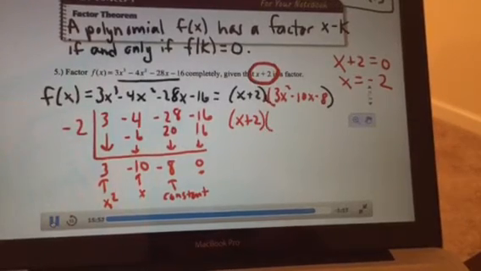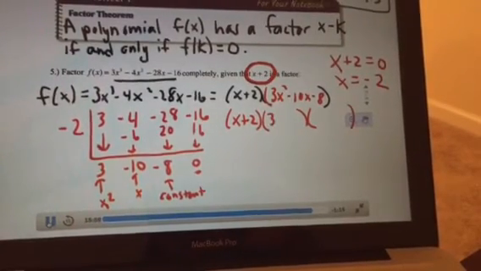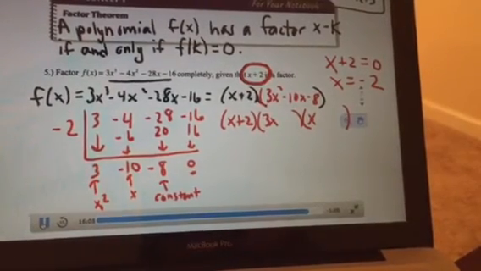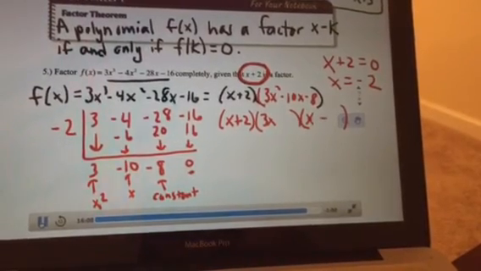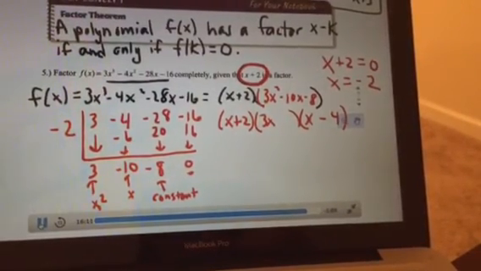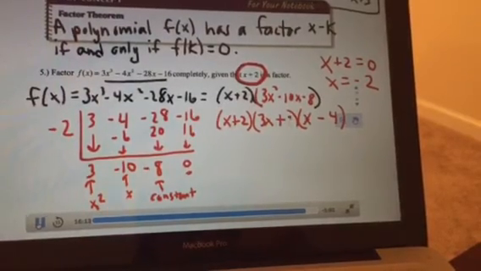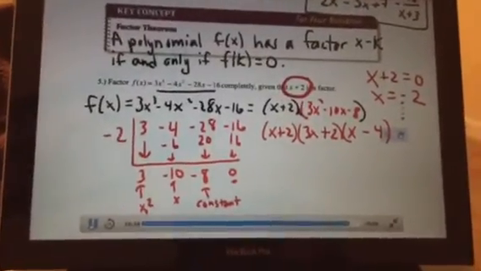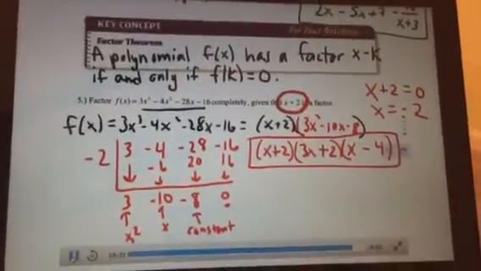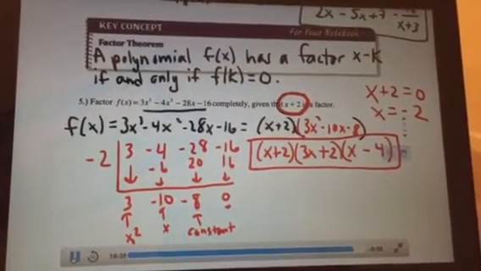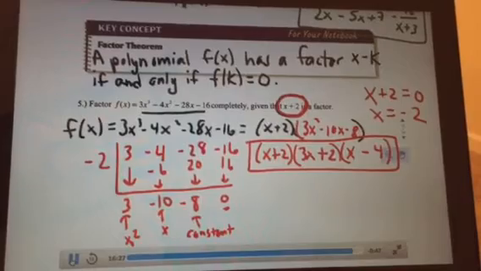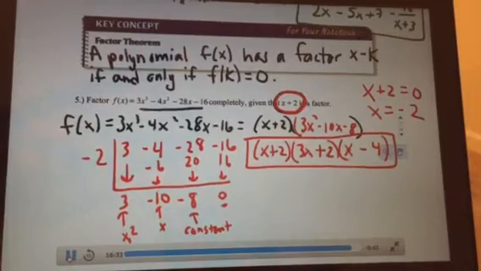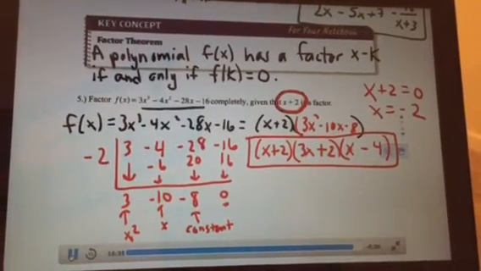So I keep my first factor and I'm going to factor down the second one. 3 is prime, so I know it has to be 3x times x. I need to multiply to negative 8, but have my outsides and insides combine to negative 10. Well, if I put negative 4 for the outsides, I'll get negative 12x, and then I can put my positive 2 in the inside, so that negative 12 plus 2 gives me the negative 10x. There's my complete factorization. I now know that my cubic function, 3x cubed minus 4x squared minus 28x minus 16, factors into the product of 3 binomials: x plus 2, 3x plus 2, and x minus 4.